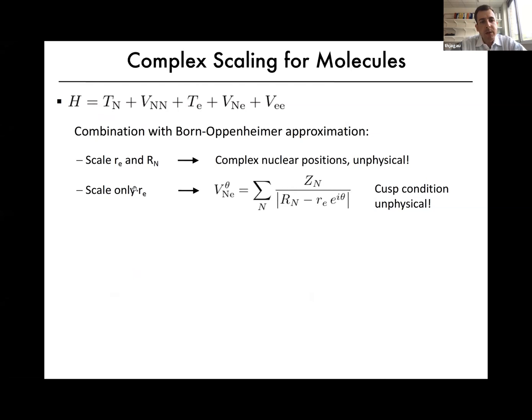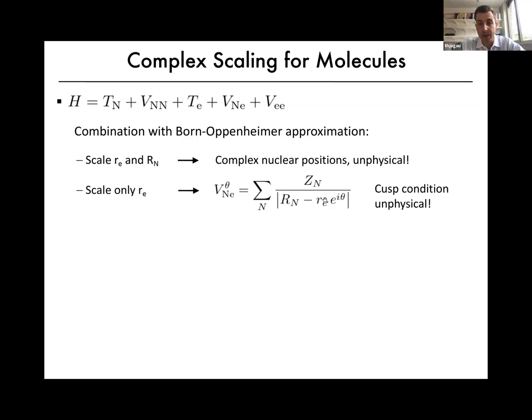The other way would be to do the Born-Oppenheimer approximation first, so the clamped nuclei approximation, T_n equals 0, and then scale only the rest, only the electronic coordinates. That leads to this sort of electron-nuclei interaction, which also has a problem because it's not an analytic function. That's a very abstract term, but you can see the problem physically if you think about the cusp condition. This is not going to be singular at a single point as without the scaling.